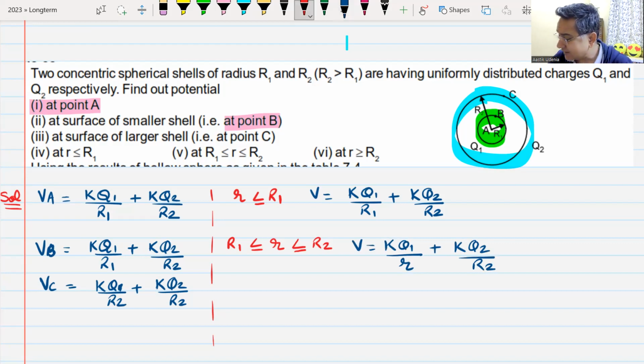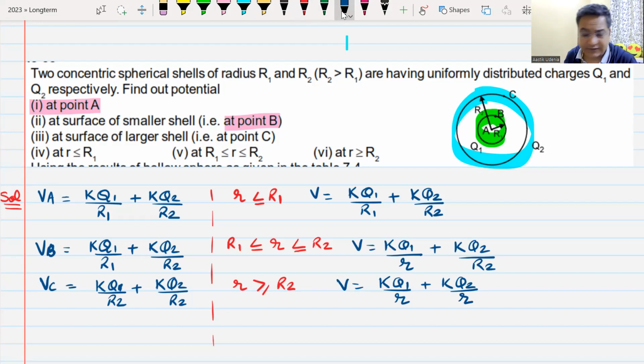That is exactly correct. If r is greater than or equal to R2, which is outside both the two shells, what will be the answer in this case? K Q1 by r plus K Q2 by r. This is how we are supposed to find out any question which comes in this category. Do we understand this? Yes, sir.